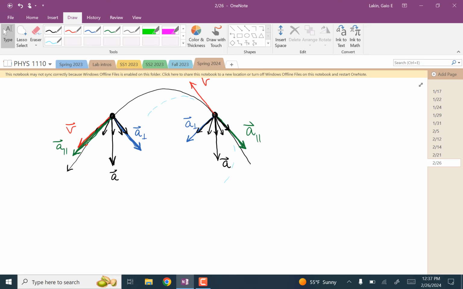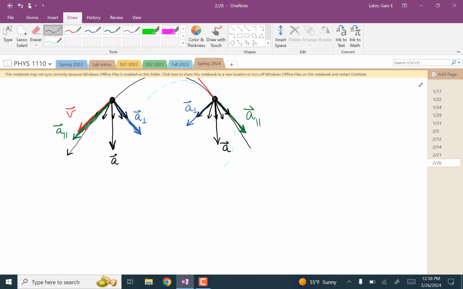All right. So now we're moving on to the next topic. And this is 2D particle kinetics.